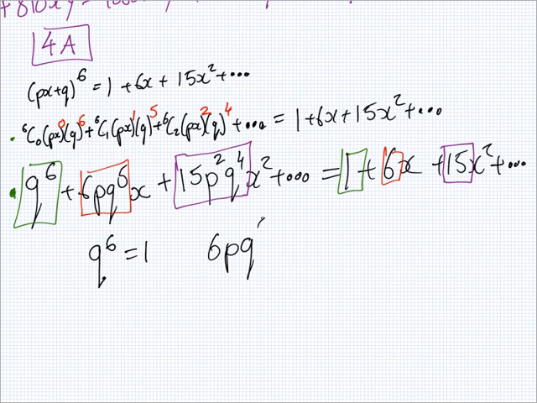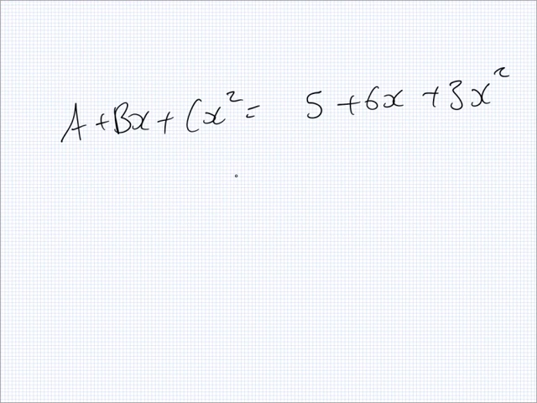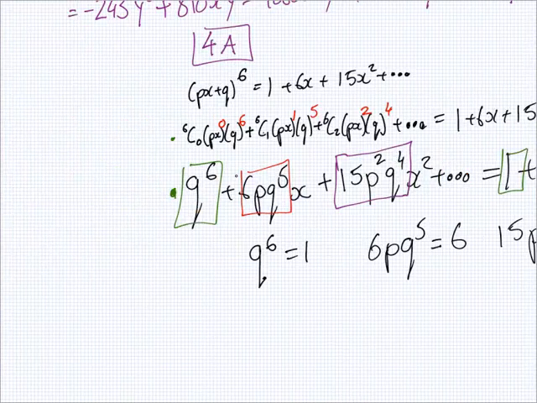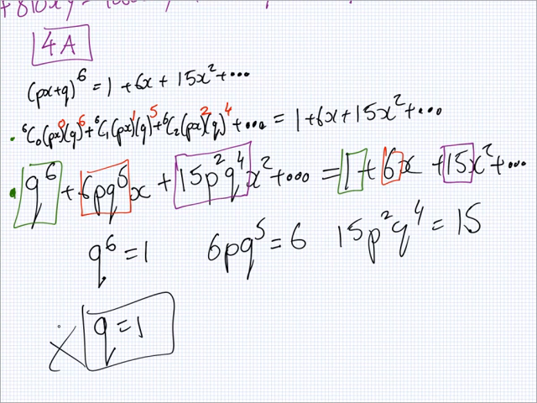6p q power 5 equals 6. No, we're only looking at the numbers. We don't care about the x. You forgot the x. No, we don't. Like here, what do you say the b is? The b is 6. Okay, so I think you can see if q power 6 is 1, then what must q be?